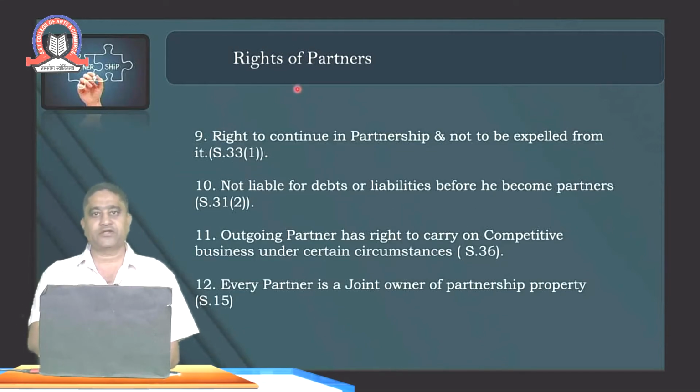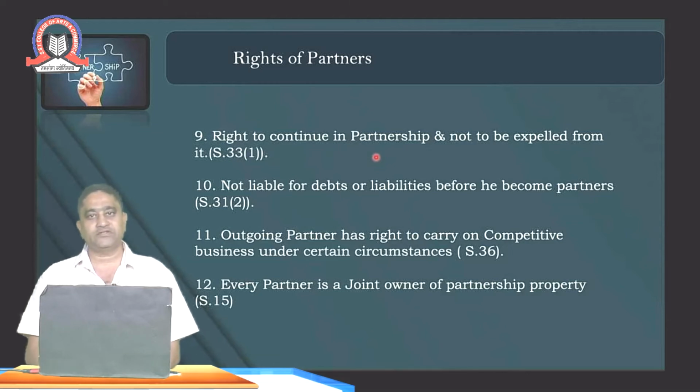As per section 33 subsection 1 of the Partnership Act, the partner has the right to continue in the partnership and not to be expelled, unless he has done something bad and the reputation of the partnership firm has been harmed. Then only he should be expelled, but an opportunity of hearing should be given.